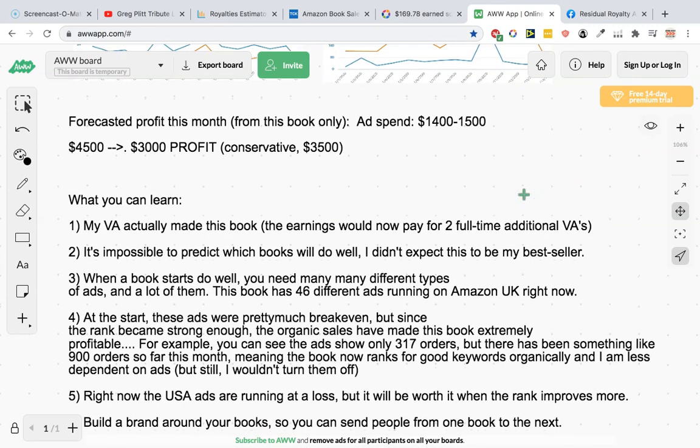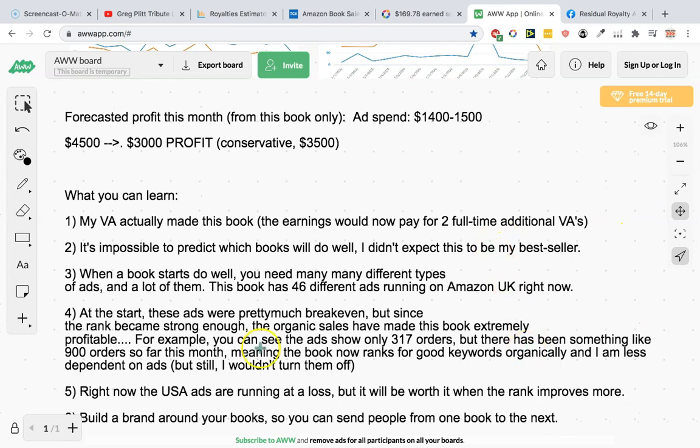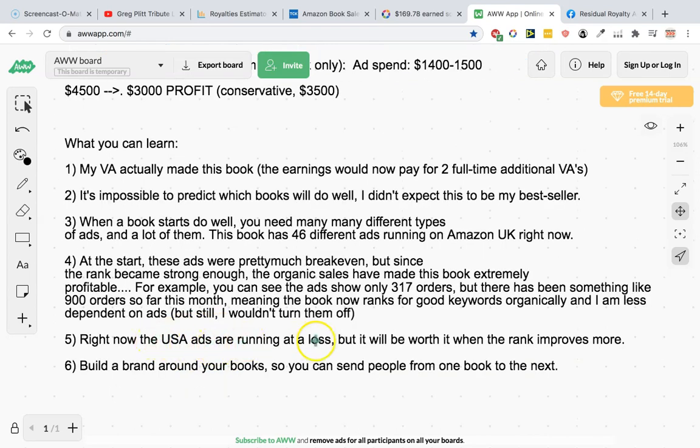Sometimes you do have to run ads at a loss if you're trying to rank the book well before it can be ranked organically. But as you can see now, the organic sales have made this book extremely profitable. You can see the ads only show in total about 317 orders, but there's been something like 900 orders so far this month, which means the book is now ranking for good keywords organically, and I'm less dependent on ads.